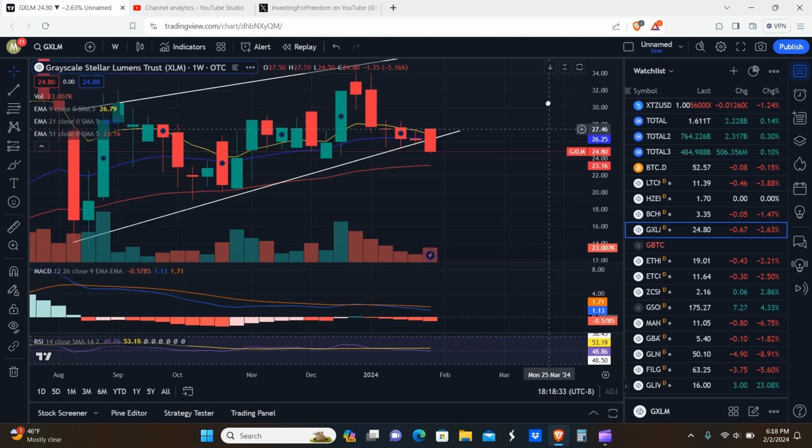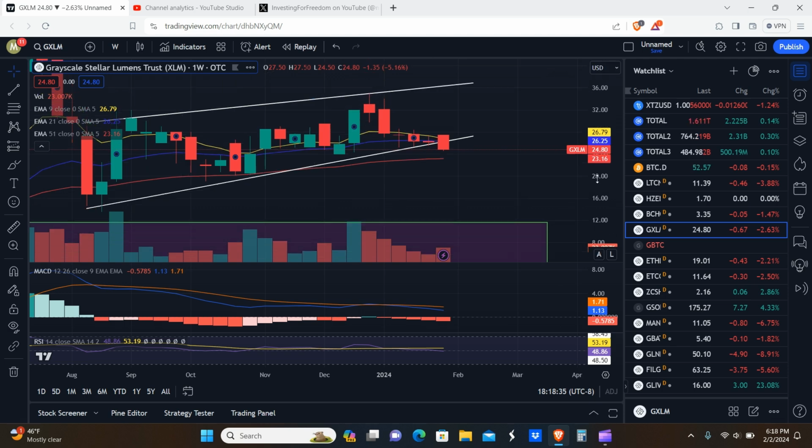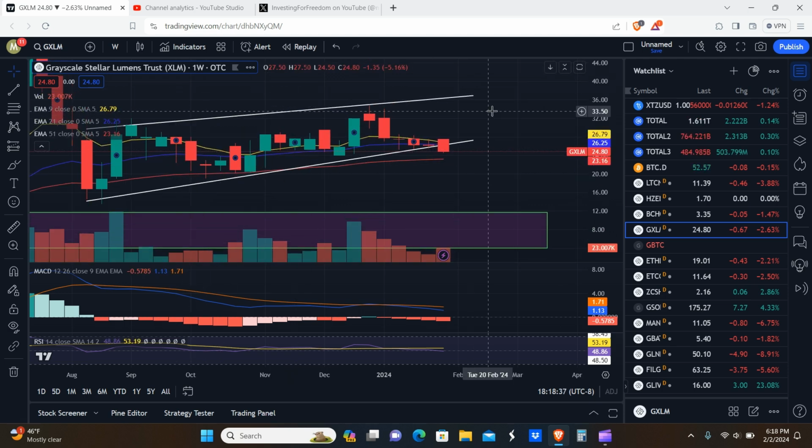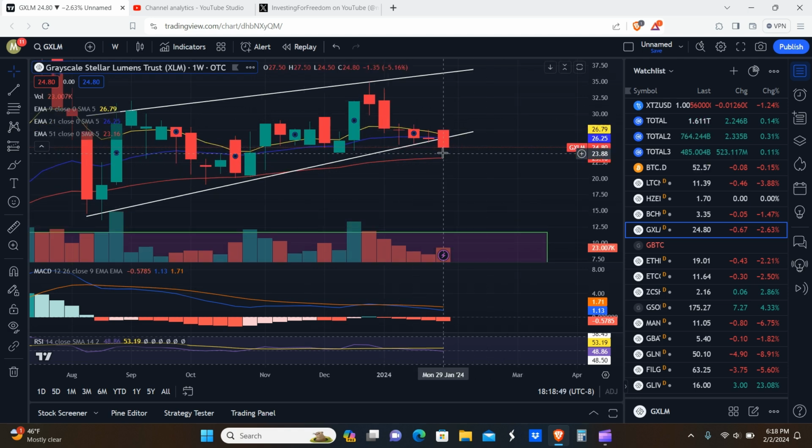GXLM, we have actually had a bearish close below this rising wedge pattern, which, as you guys know, those of you that trade, you know this is a bearish pattern. It favors the bears, whereas the opposite favors the bulls. That would be a falling wedge. So we had a confirmation close below, still sitting above the red EMA though. And as you guys can see, histogram is turning red.